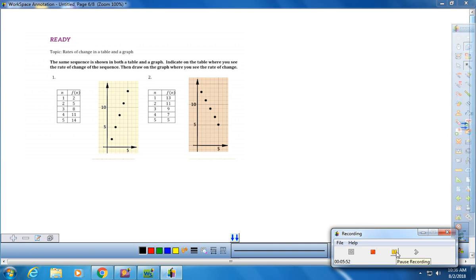Okay, so it wants us to take a look at the rate of change here. Notice the first one was 2, the second one was 5. Hopefully you see that each time it's going up by 3. So it says identify in the table where you see the rate of change, then draw on the graph this rate of change. Well, every time I go over 1 on the graph, I got to go up 3. Over 1, up 3.